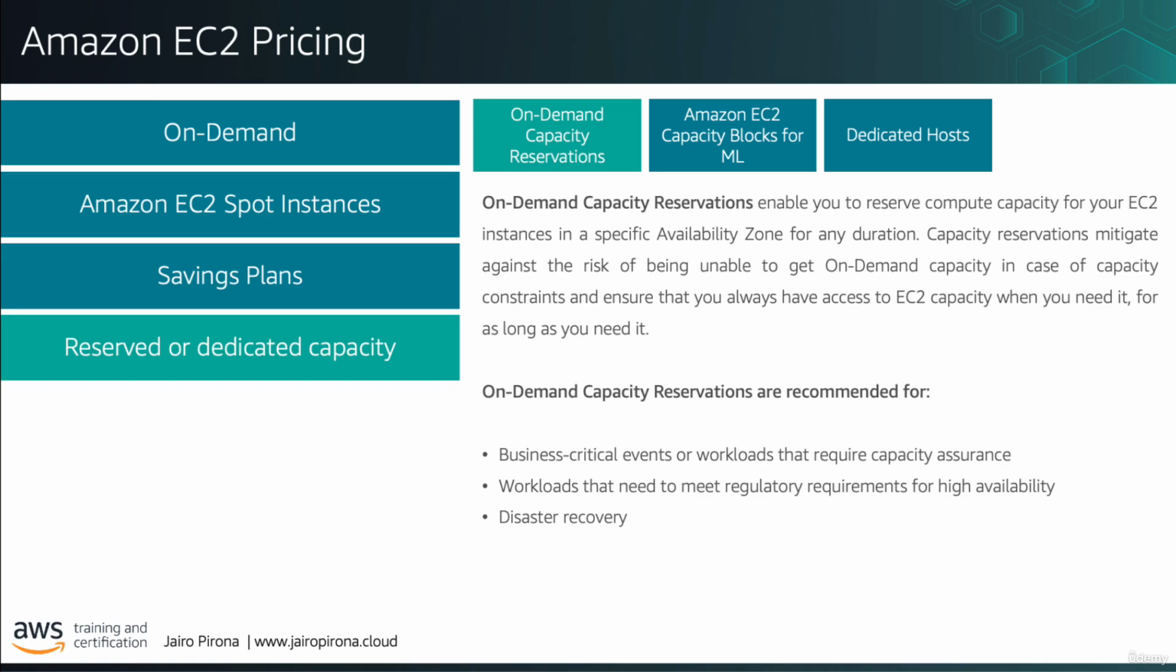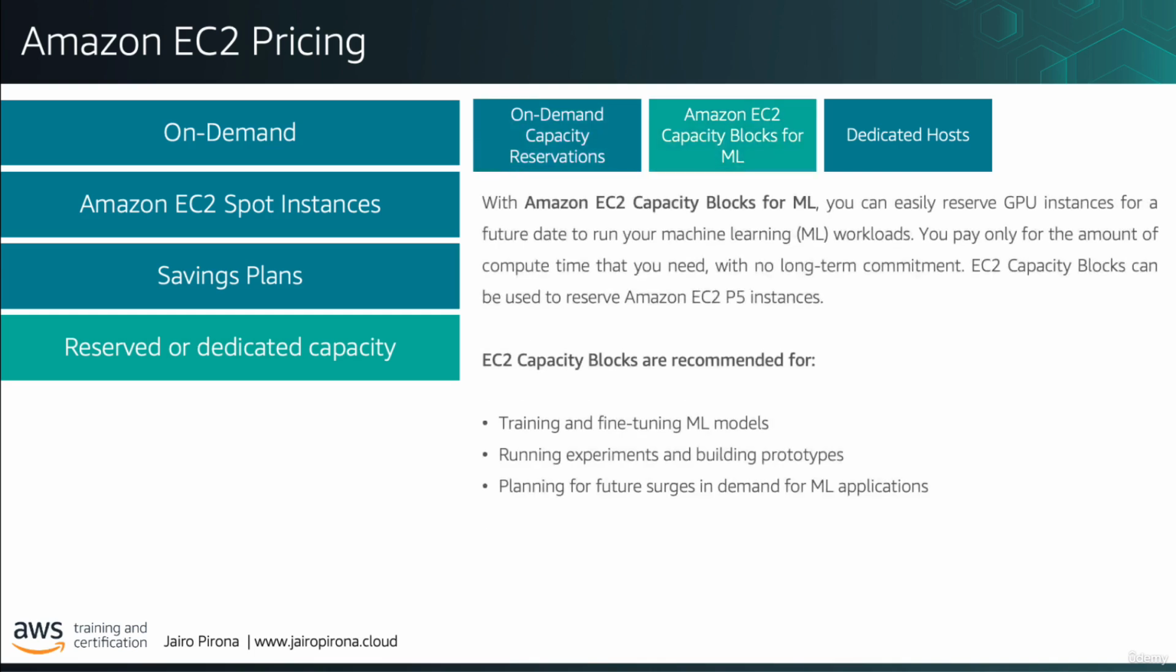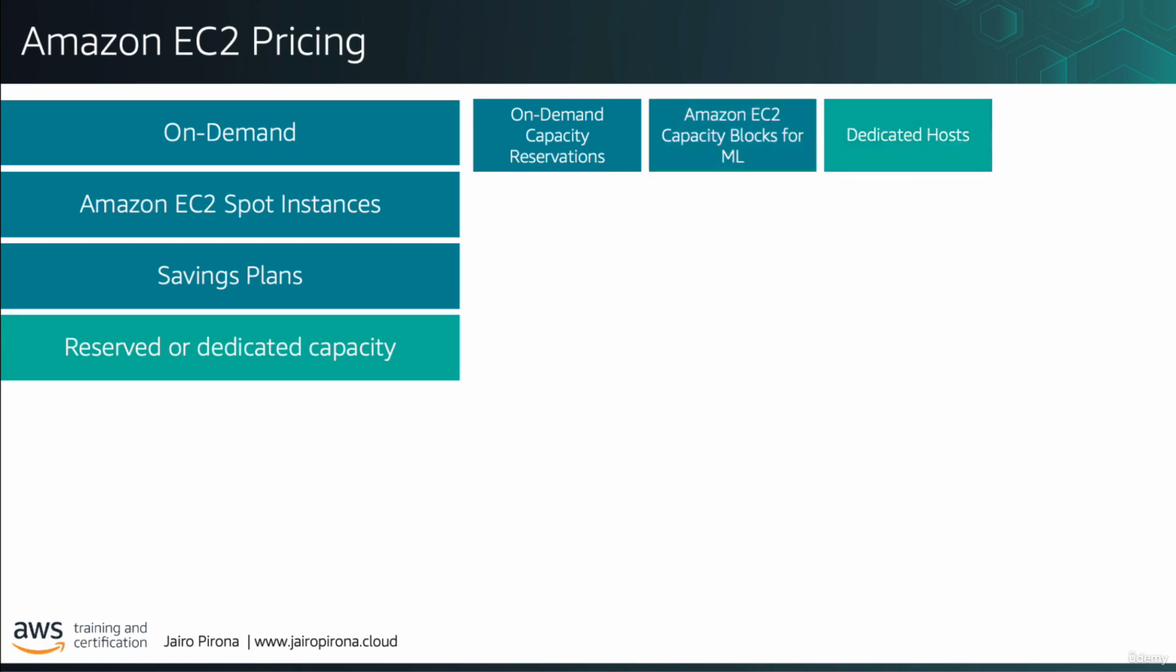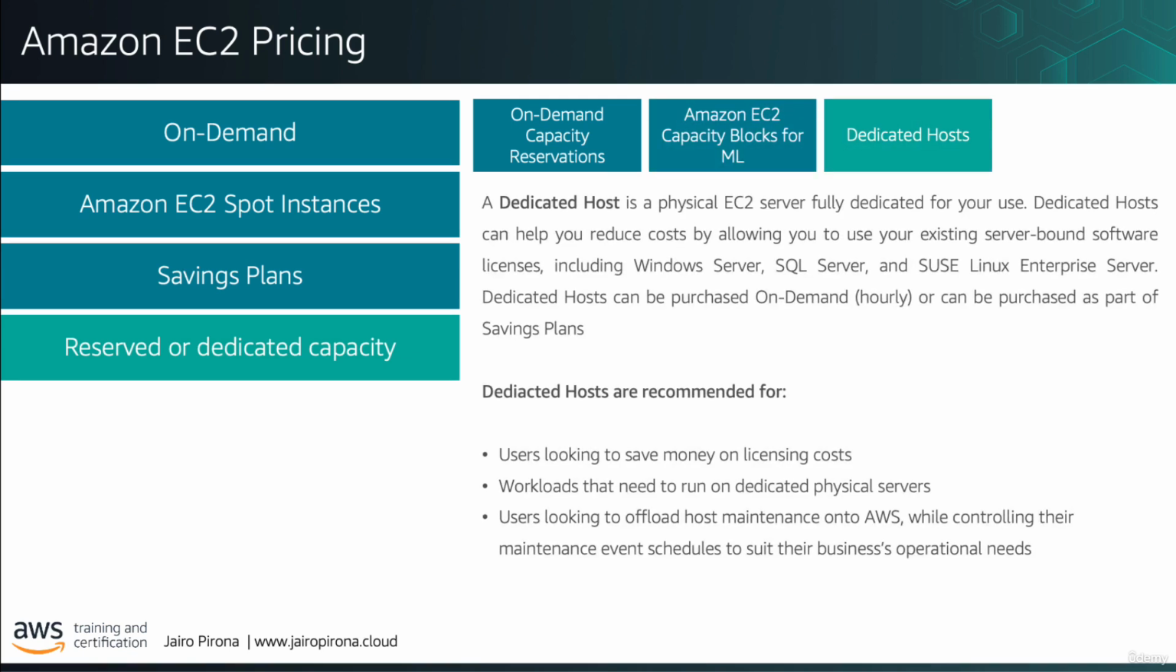On the other hand, we have Amazon EC2 capacity blocks for machine learning that allow you to reserve GPU instances in an Amazon EC2 UltraCluster for a future date for as long as you need to run your machine learning workloads. For example, if you're planning to run a GPU-intensive machine learning experiment that will last a week and you know you'll need it a month from now, you could use EC2 capacity blocks for ML to reserve the GPU instances needed for that period.